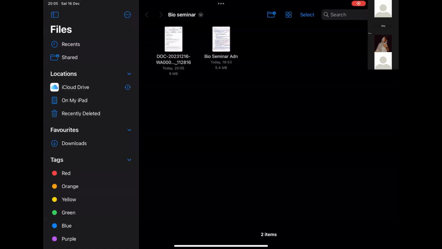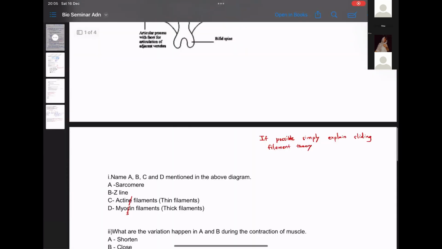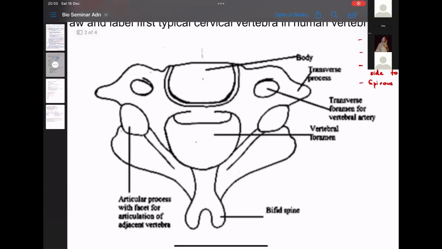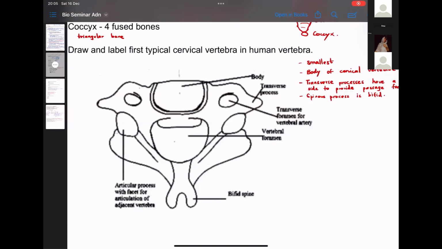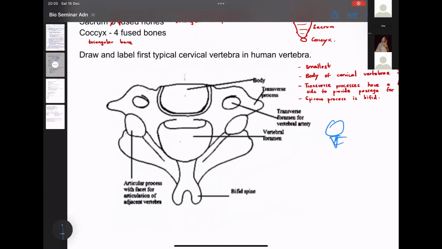So first, what you should know is cervical vertebra means exactly under the skull. This region, the neck, cervical means neck. So it is the smallest vertebra and the body is also very small. Body means the front part. Every vertebra has this common thing. The front is the body.